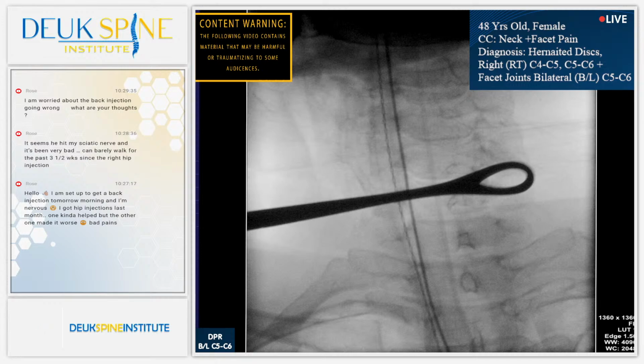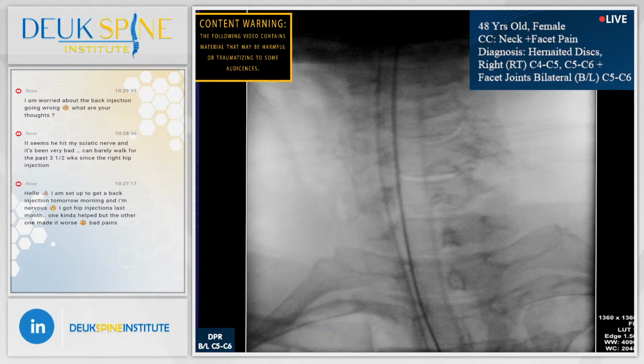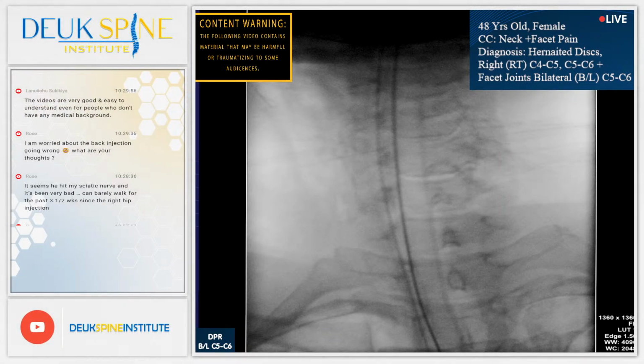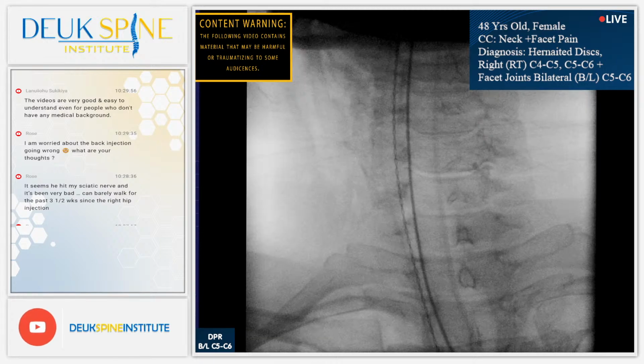Let's, the neck is a bit rotated. Somebody, can we just try to unrotate it a little bit? You can see the spinous process is trailing off to her right side. I just want to get, there we go. That's so much better. Yeah, thank you. Jordan, you could probably correct it a little bit more than that.